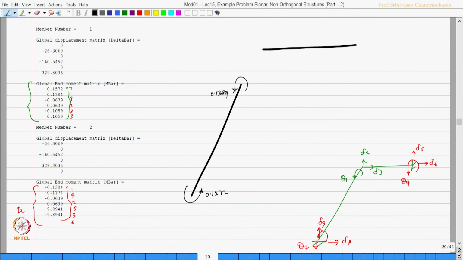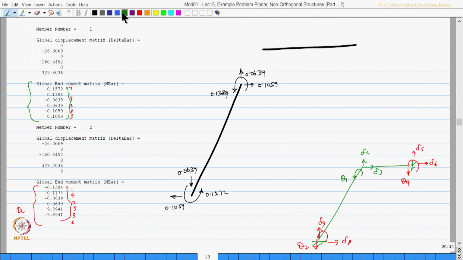Then 0.1384. Then 9 is here, this is minus, so downward, 0.0639. Then 2 is positive, 0.0639. Then 8 is minus, so this way, 0.1059, and 3 is positive, 0.1059. There is an E multiplier in all these cases, E is constant. This is for member 1, let us do it for member 2.